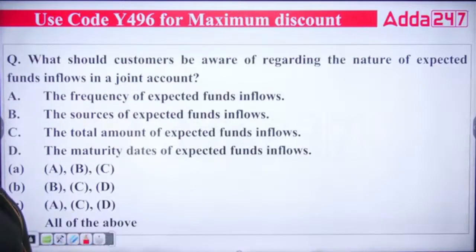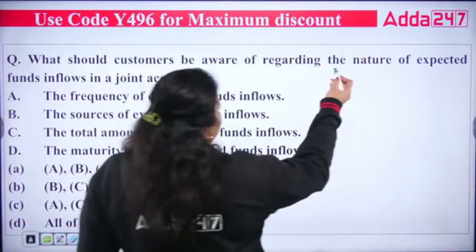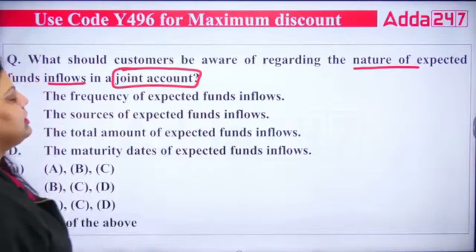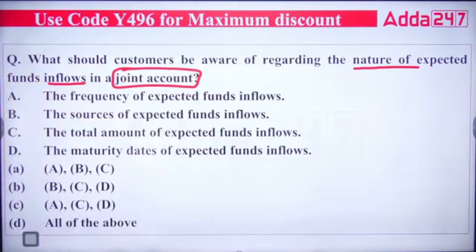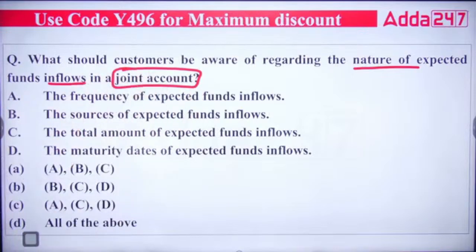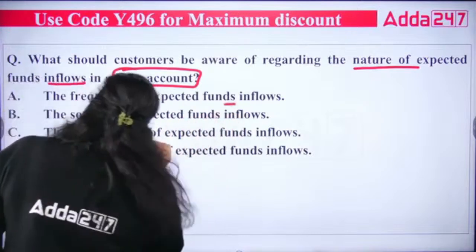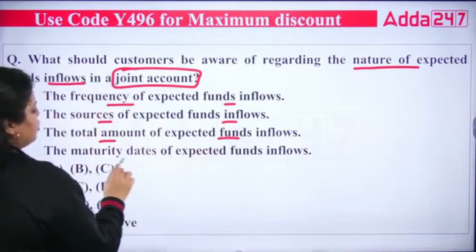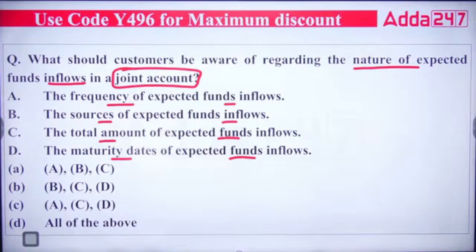Next question. What should customers be aware of regarding the nature of expected funds inflow in a joint account? First, the frequency of expected funds inflow. Second, the sources of expected funds inflow. Third, the total amount of expected funds inflow. Fourth, the maturity dates of expected funds inflow. A, B, C or D. Which of the following is correct? So what should customers be aware of regarding the nature of expected funds inflow in the joint account?